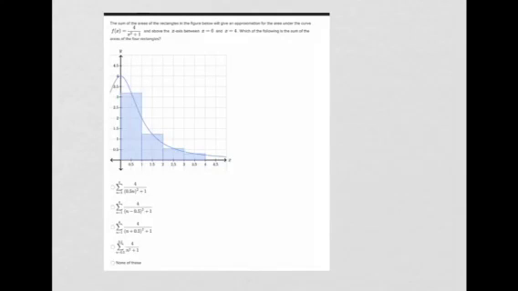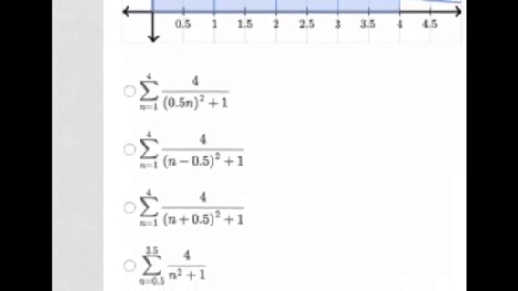Okay, before we actually start talking about this specific problem, I want to say something about Riemann sums. Riemann sums approximate integrals by making rectangles. Now, how the heck do they make rectangles? Let's see what happens if I draw this out.